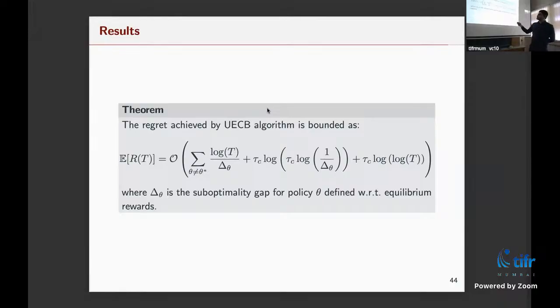We also show a lower bound, which is in some ways very intuitive. You can't beat the stochastic multi-armed bandit lower bound. So the log t by delta theta is going to be there, but our bound is optimal up to log factors in tau c, and optimal up to constant factors in T, delta theta and K.